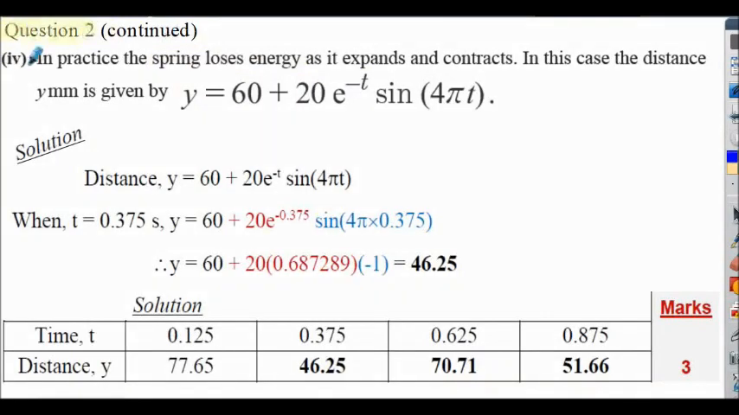So question 2, part 4, subpart A. I've shown here purely for reference one calculation: a time of 0.375 seconds calculates to a 46.25 displacement, and you can work out the other two displacements for the given times.